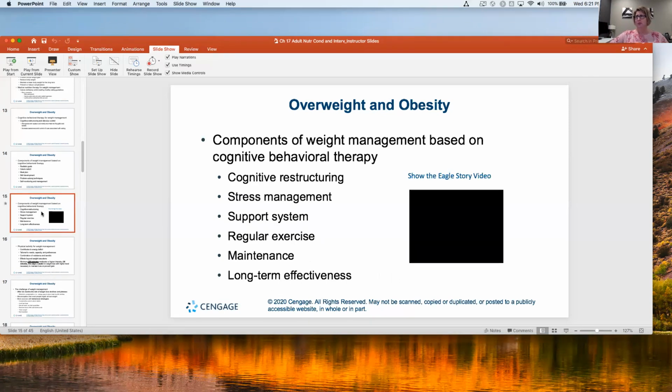Now, this is really talking about the components of a weight management program based on cognitive behavioral change. So these are the things we're doing, and I had mentioned it before, cognitive restructuring. How do I make their environment better for them? How do I help them with their stress management? Do they have a support system? When they do get stressed, what do they do? Who do they turn to? Who can help them besides you? Are they getting exercise? Are they working out? Are they able to stay in this maintenance mode?